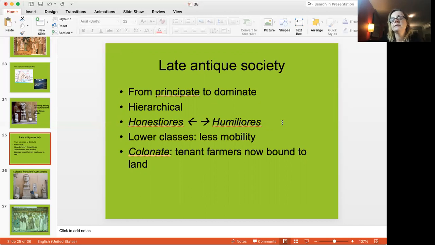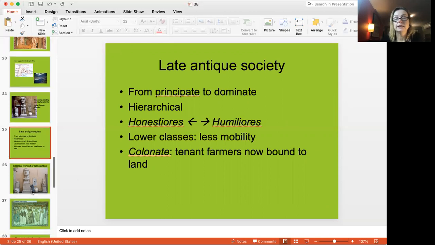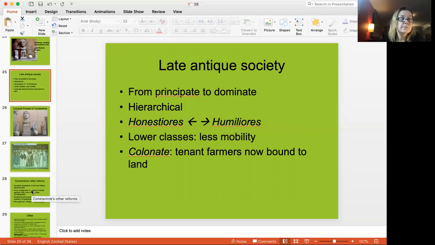And increasingly now we see that if you are in any kind of lower level position in the economy, so for example, you're a tenant farmer, you might not be able to leave the land that you're working on. Or if your father is a soldier, you might have to become a soldier yourself. So what this suggests is that increasingly society becomes sort of rigid, right? You're either on the top or you're on the bottom. And mobility is essentially disappearing completely.